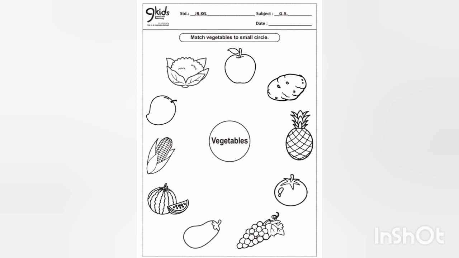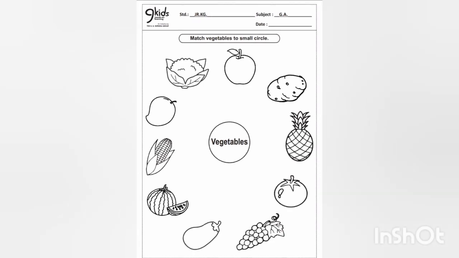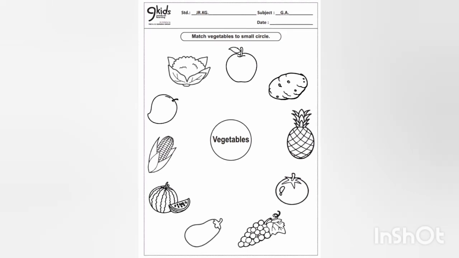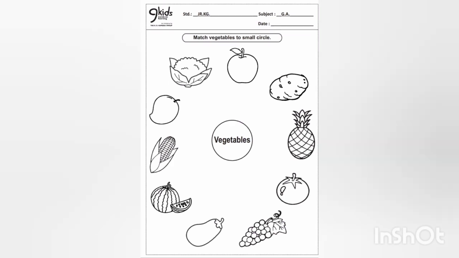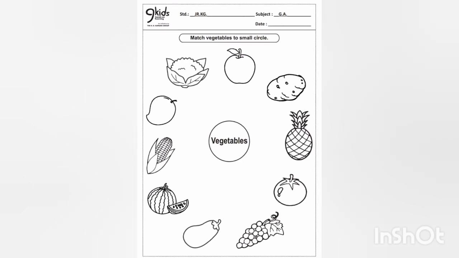In this worksheet, as you can see, V for vegetables is written in small circle and there are different pictures of fruits and vegetables around it. So we will recognize the pictures of fruits and vegetables and we have to match only the pictures of vegetables to the small circle. So, which is the first picture, kids? Apple. Apple is a fruit or vegetable? It is a fruit. So, we will not match to the small circle.